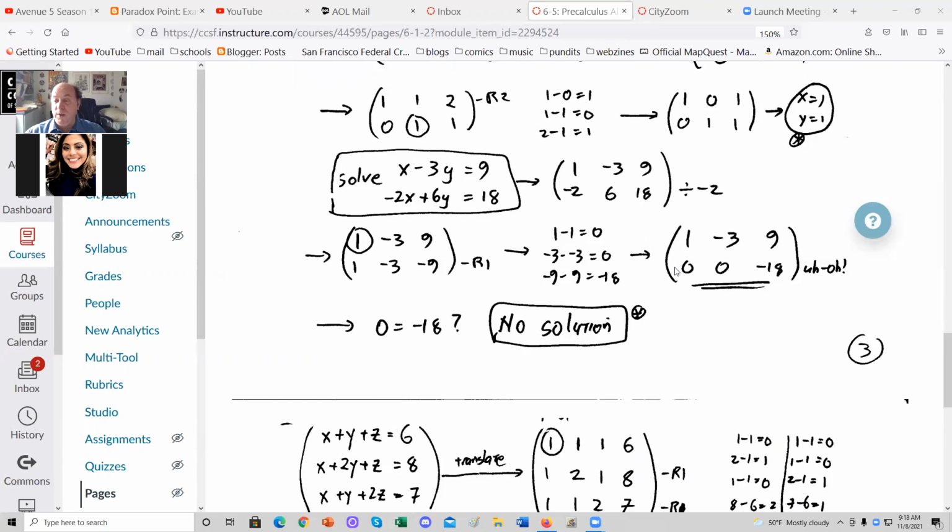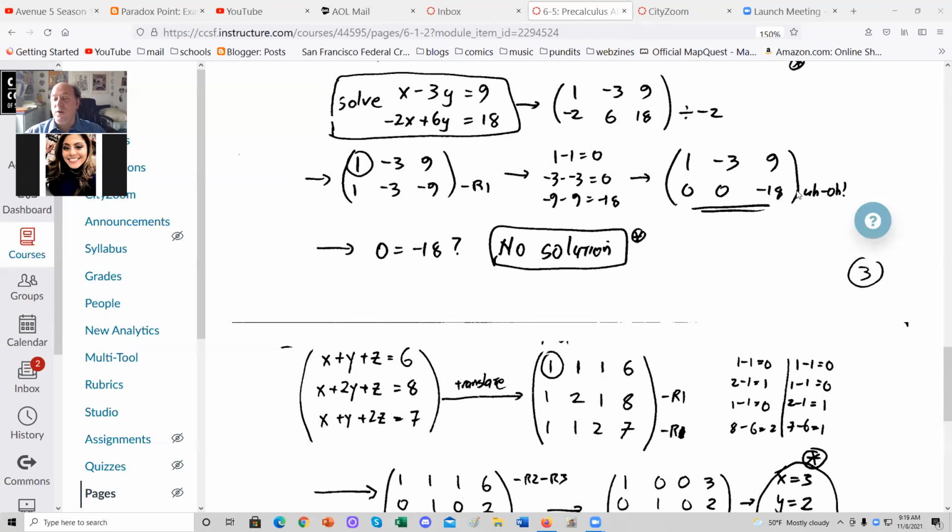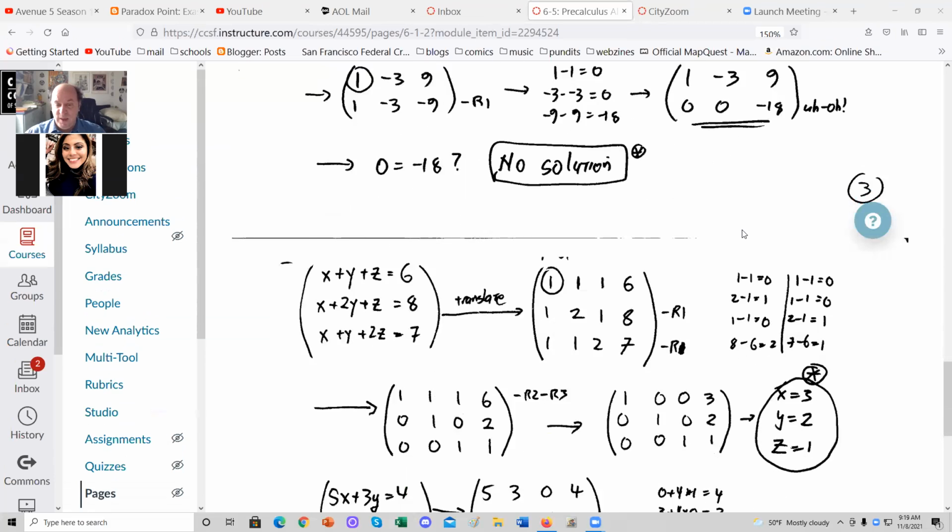If you get a row where it's all zeros except for a non-zero in the last column, there's no solution. If the last row were 0, 0, 0, then you have an underdetermined system where there's not enough information. Only one equation's worth of information to find two variables.